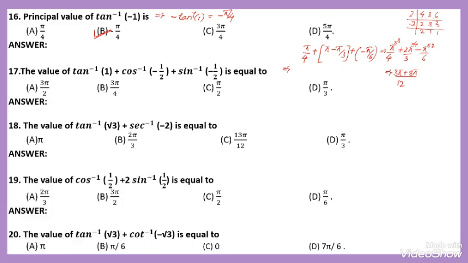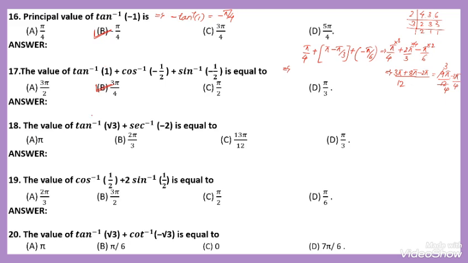2 pi minus 2 pi. Then 3 pi plus 8, 11. 11 minus 2, 9 pi by 12. So 3 3s are 9, 3 4s are 12. Okay, the value is 3 pi by 4. Where is the option? The option number B is correct. That is 3 pi plus 3 pi by 4.